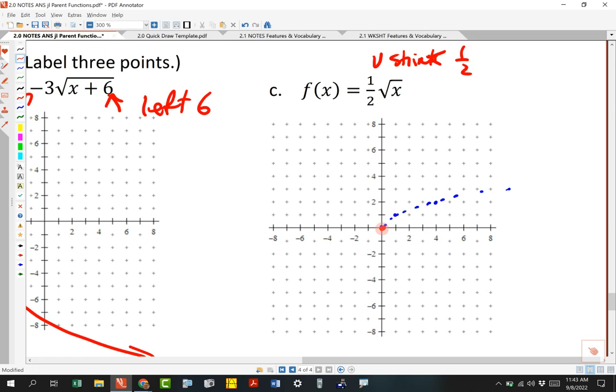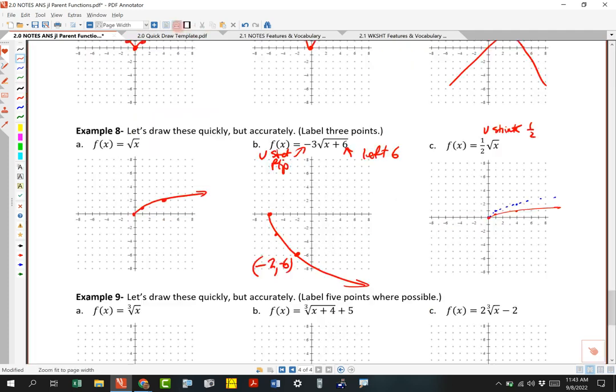Half as tall as 0, still 0. Half as tall as 1, 1/2. Half as tall as 2, 1. Does it look half as tall? Does it look half as steep? Okay. All good? All right.